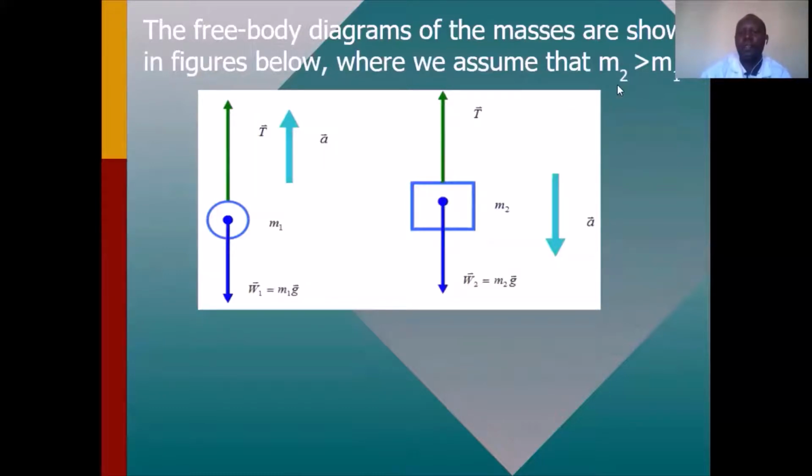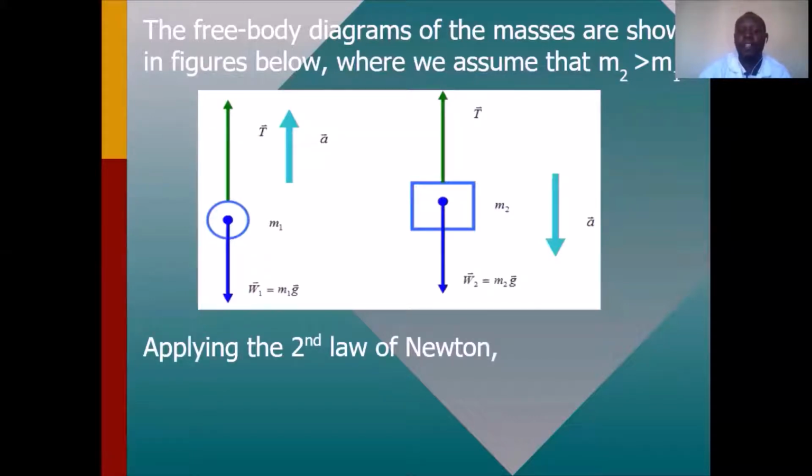But as M2 is greater than M1, we will have this direction of motion. M1 will move up and M2 will move down. So M2 will give the direction of motion because it is greater than M1.